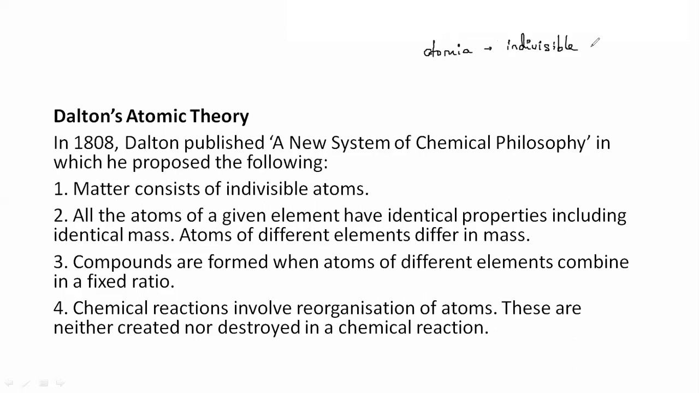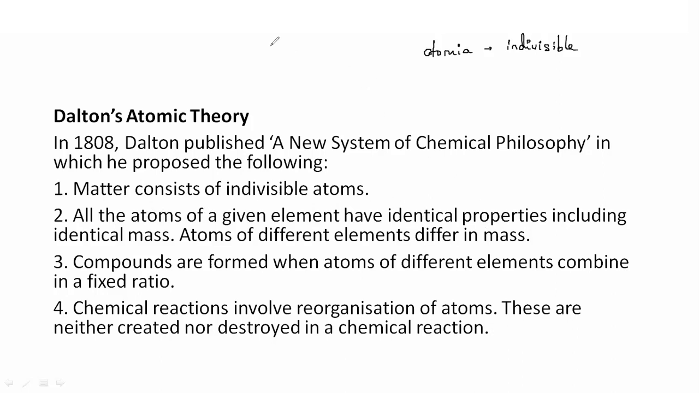In the year 1808, Dalton published A New System of Chemical Philosophy, and he proposed certain points in it. He formulated them as postulates. They are: matter consists of indivisible atoms, that means atoms cannot be divided further. Second point: all the atoms of a given element have identical properties.